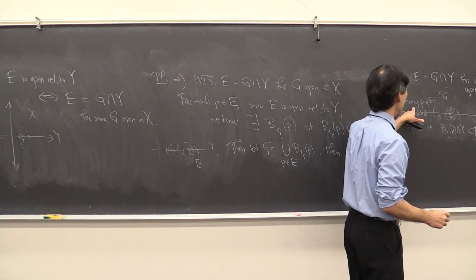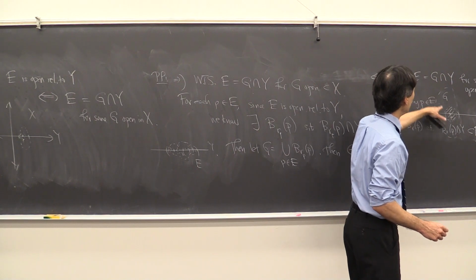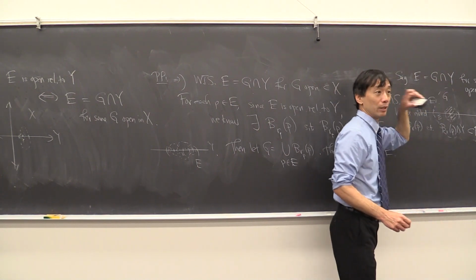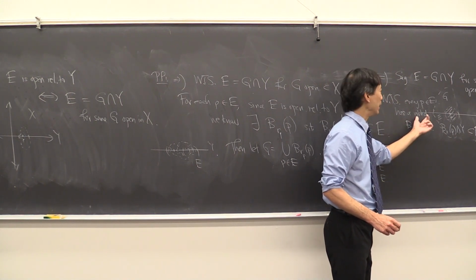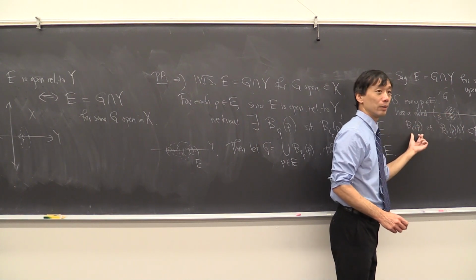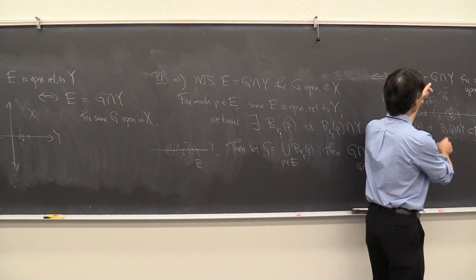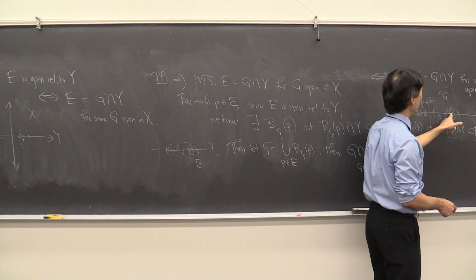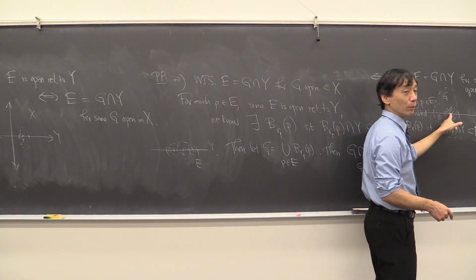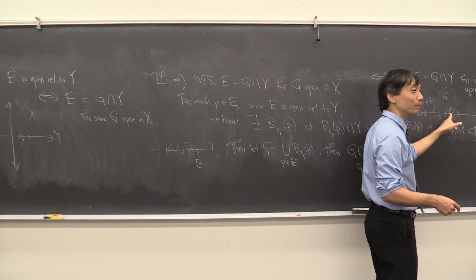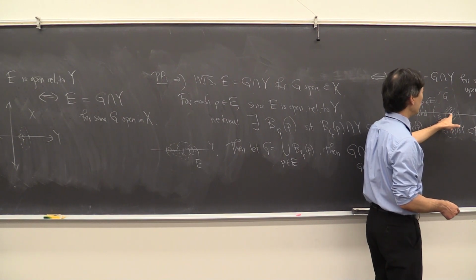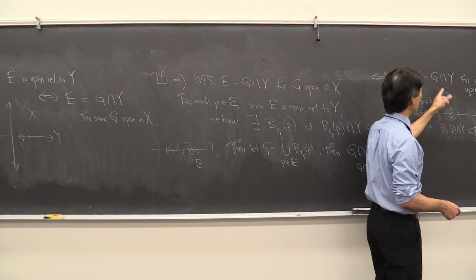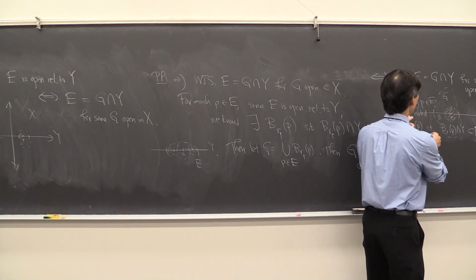Okay, so that's what we want to show, right? And we know that E is the intersection of G with Y. So how do we get that neighborhood? Every point in here is an element of G and Y, right? So would we just choose some x in the intersection? In G intersect Y to be our point.